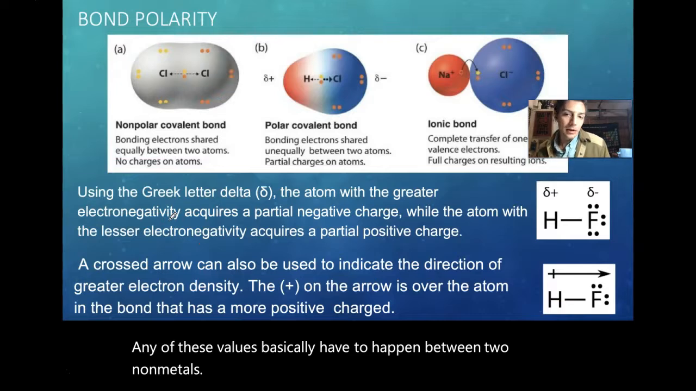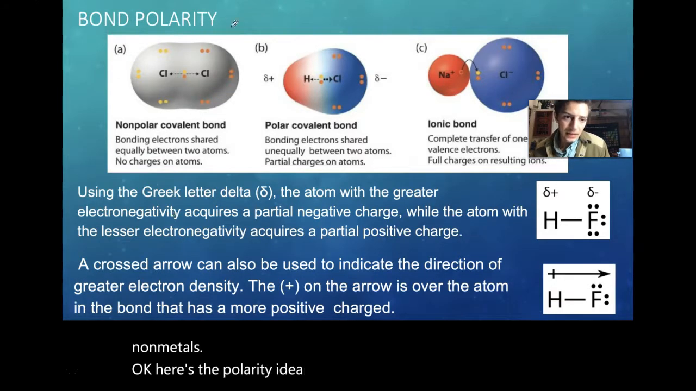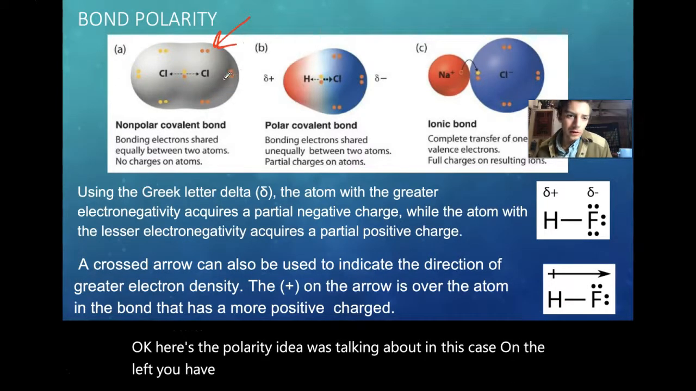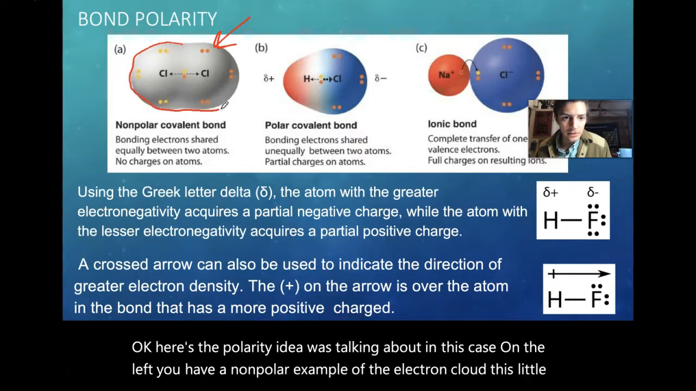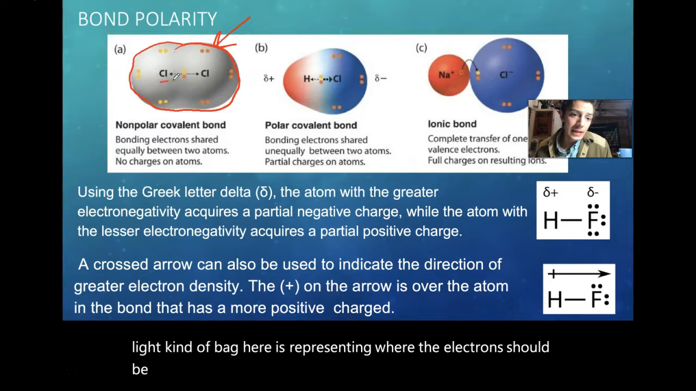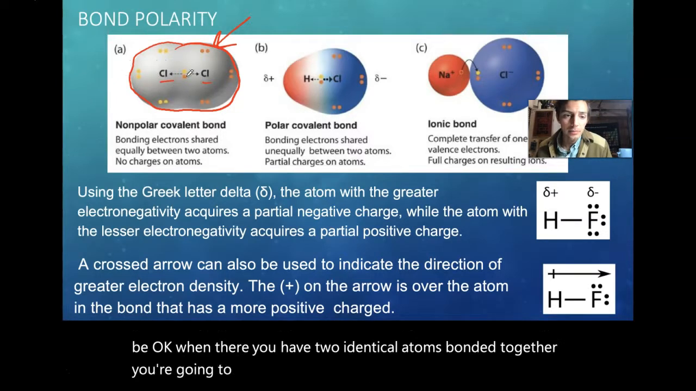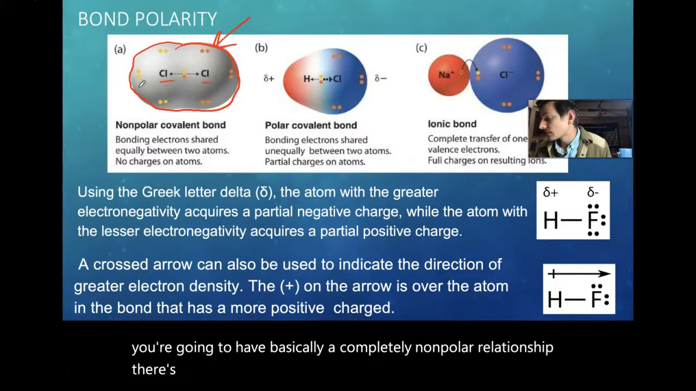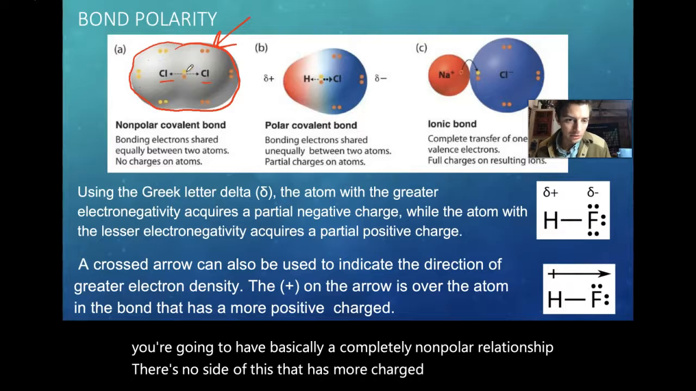Okay, here's the polarity idea I was talking about. In this case on the left, you have a nonpolar example of the electron cloud. This little bag here is representing where the electrons should be. When you have two identical atoms bonded together, you're going to have a completely nonpolar relationship. There's no side of this that has more charge than the other, more electrons than the other.